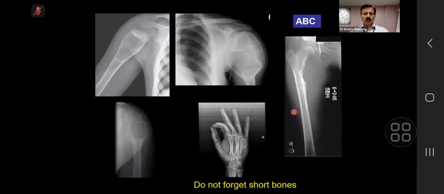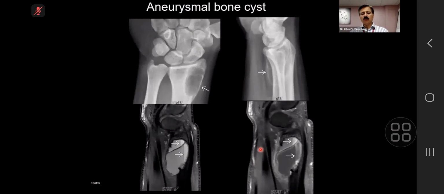Now, if you see all of these examples, now here something is here, this is it. This one looks more central, but then on the other view it looks slightly eccentric. And as I was telling you, always the same lesions can be in the short bones. So remember that aneurysmal bone cyst in the MR, and MR will show you fluid levels.